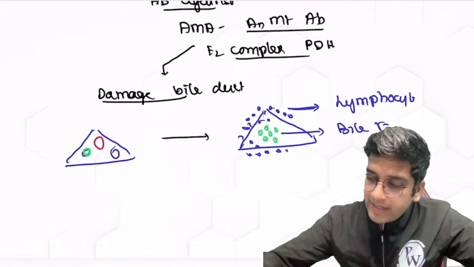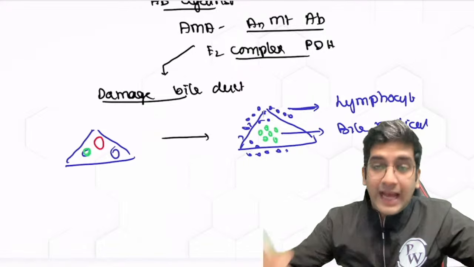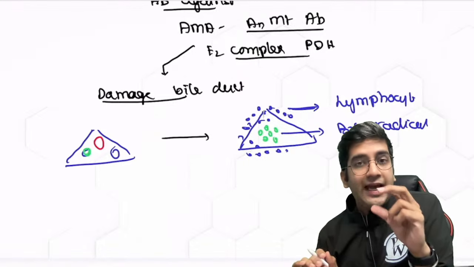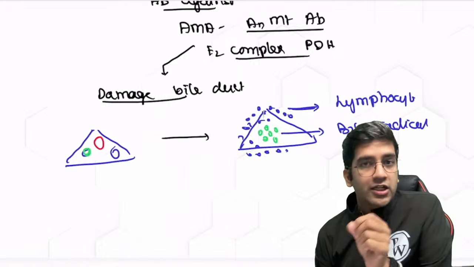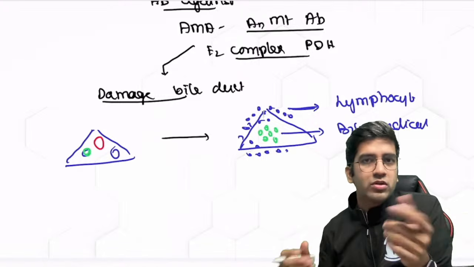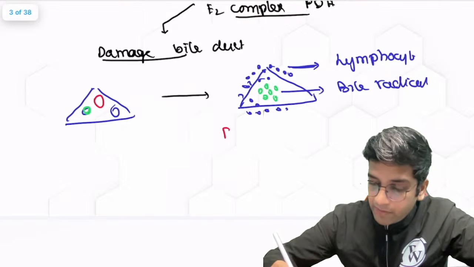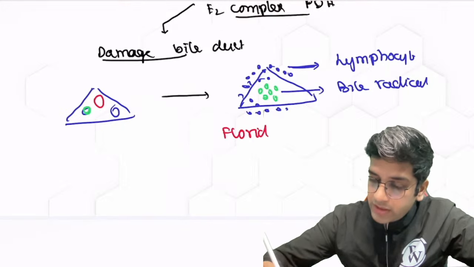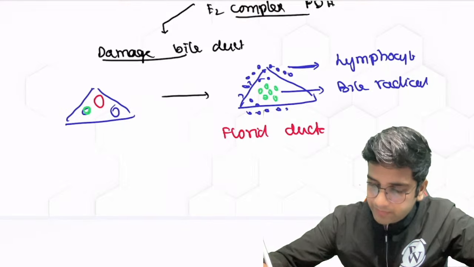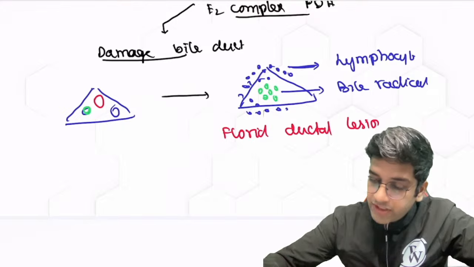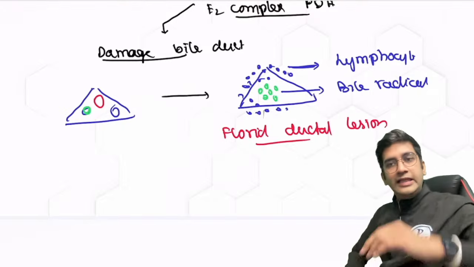So the small biliary radical will definitely proliferate, and I'm going to name this a florid ductal lesion. Florid, more, ductal reaction, that's all. So there's a very diagnostic point in your primary biliary cholangitis: the florid ductal lesion. So this is my first response. I'll leave it to you.